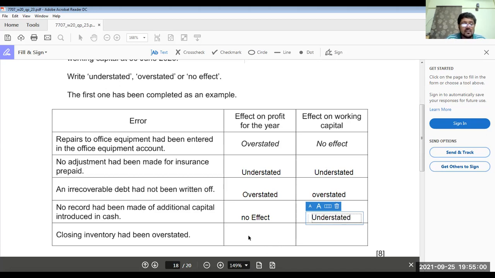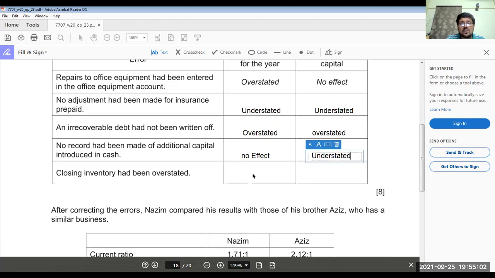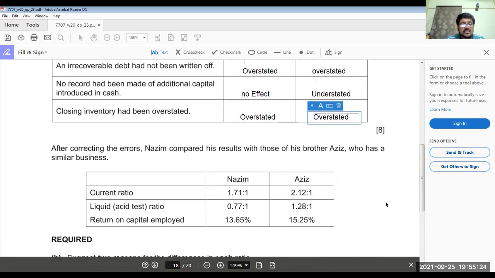Understood. Closing inventory had been overstated. When closing inventory is overstated, your profit is overstated, and yes, your working capital is overstated. I got it.